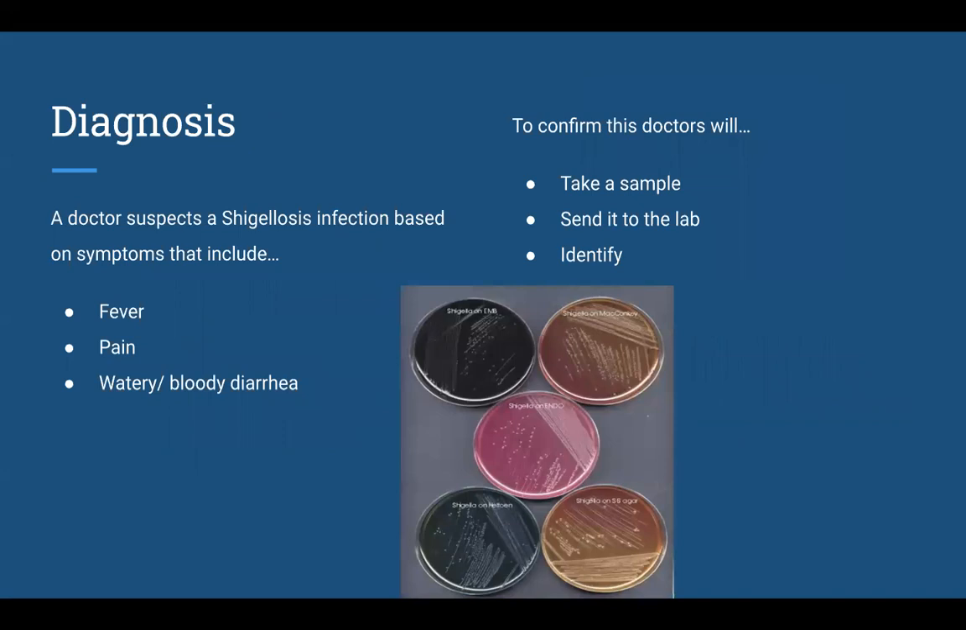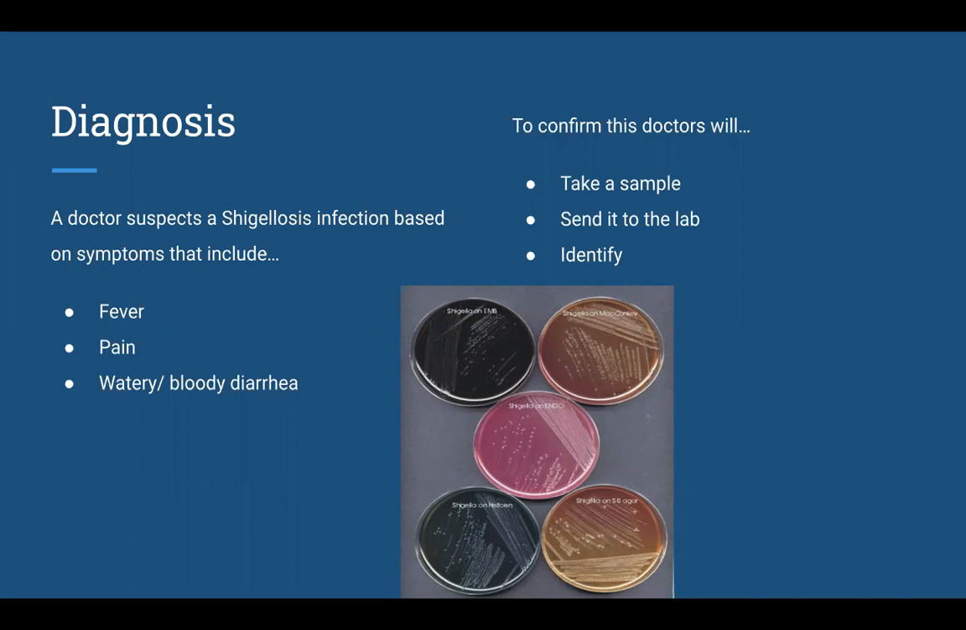Diagnosis. A doctor may suspect a shigellosis infection in a patient if they present with symptoms that include a fever, pain, and watery or bloody diarrhea. If the doctor wants to confirm the symptoms as a shigellosis infection, they will take a sample of stool, send it to the lab, and allow the bacteria to culture. After this, they will identify the bacteria and decide if it is a shigellosis infection or not.